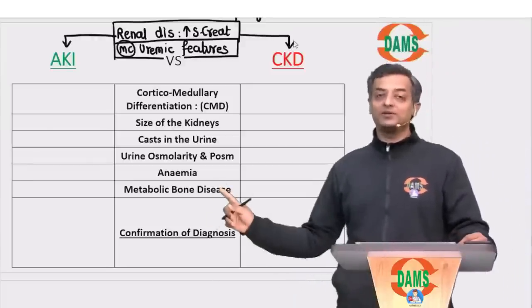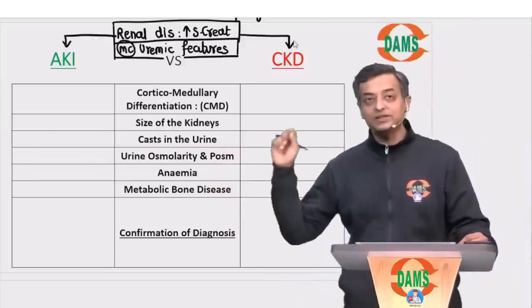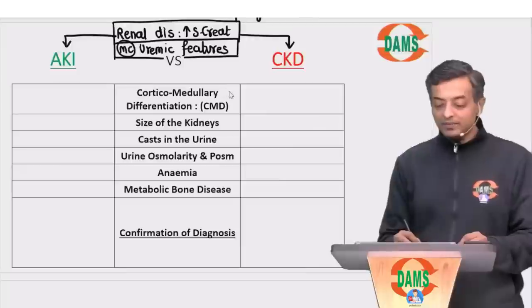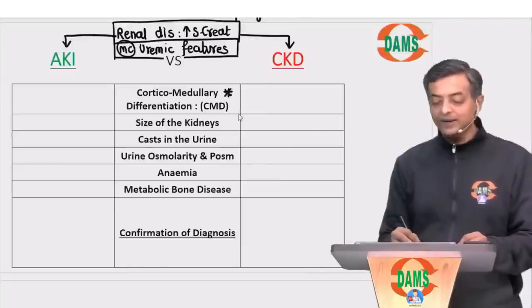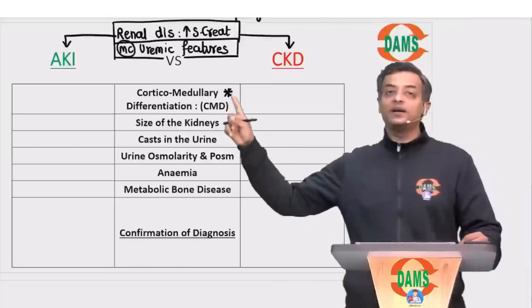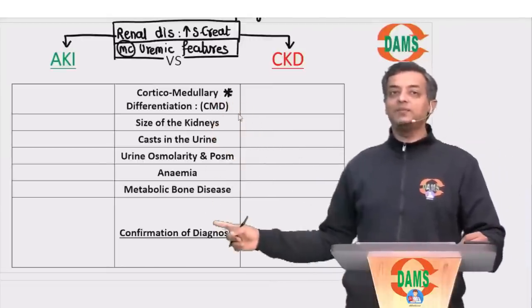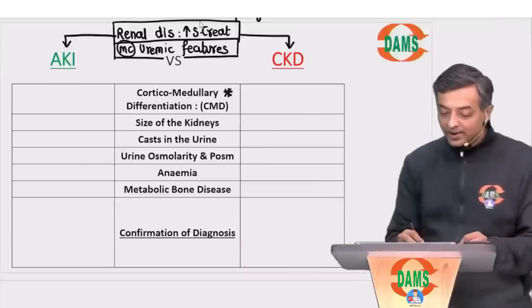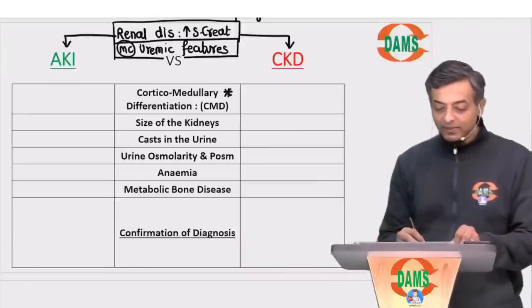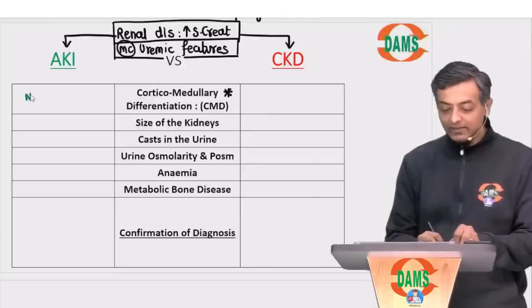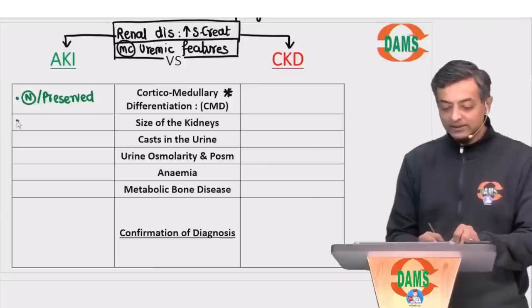Very important question. 3 times it has come last year also. So, most important parameter to differentiate is corticomedullary differentiation. Then come the remaining. So, in acute kidney injury, what happens to CMD? CMD is normal or preserved. The size of the kidney is normal or enlarged.